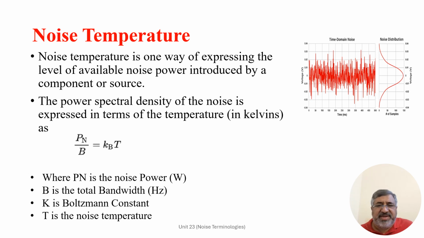And noise temperature is one way to express the noise level, and it can easily be calculated as Pn over B is equal to KT, where Pn is the noise power in watts, B is the total bandwidth in hertz, K is the Boltzmann constant, and T is the noise temperature.